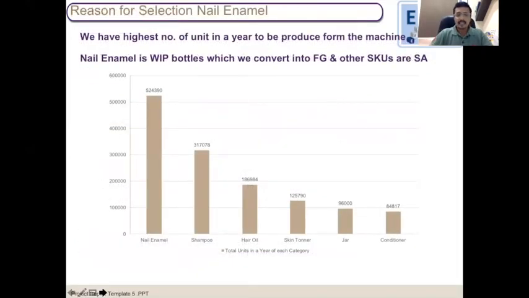So why did they select this particular project? It is very, very important. You need to prove to yourself why you are choosing a certain project. So they did an 80-20 analysis, and in the 80-20 analysis, they were able to identify that this particular nail enamel has 5,24,390 units every year, right? So they are producing this much of this SKU every year, and it is the highest one. So that is why they started working on this particular SKU, and they decided to improve this one.